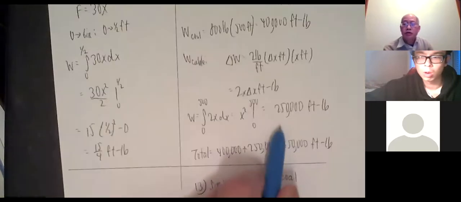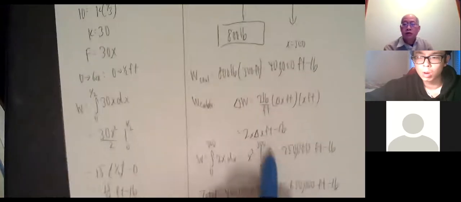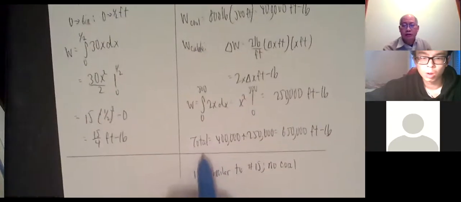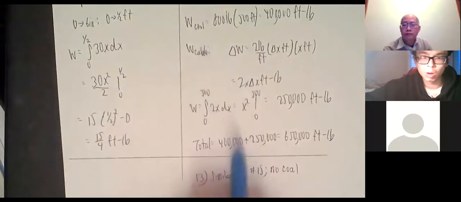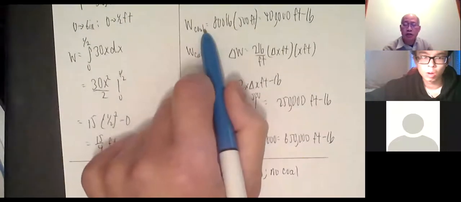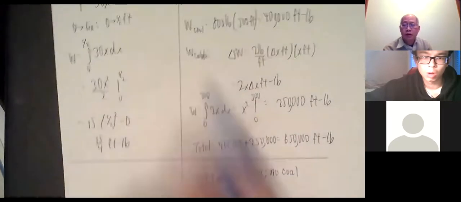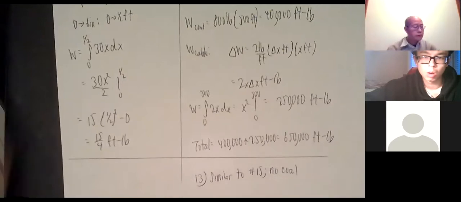All right, so for me to bring up the cable is 250,000 foot-pounds. To bring up the coal was 400,000 foot-pounds. So for the total work, I just add them together. So the grand total is 400,000. That's for the coal. That was constant. That was easy. That was just a gorilla problem. Plus 250,000 for the cable. Grand total is 650,000 foot-pounds. Okay, so that's that one.